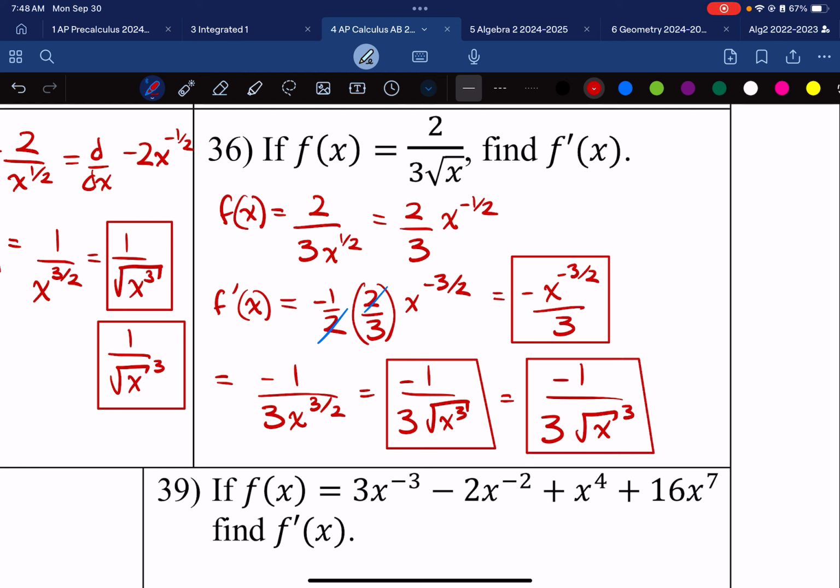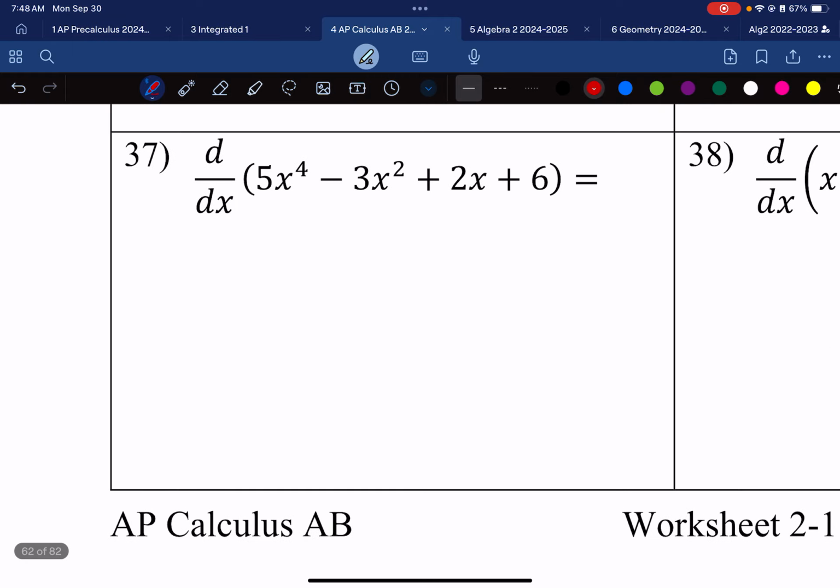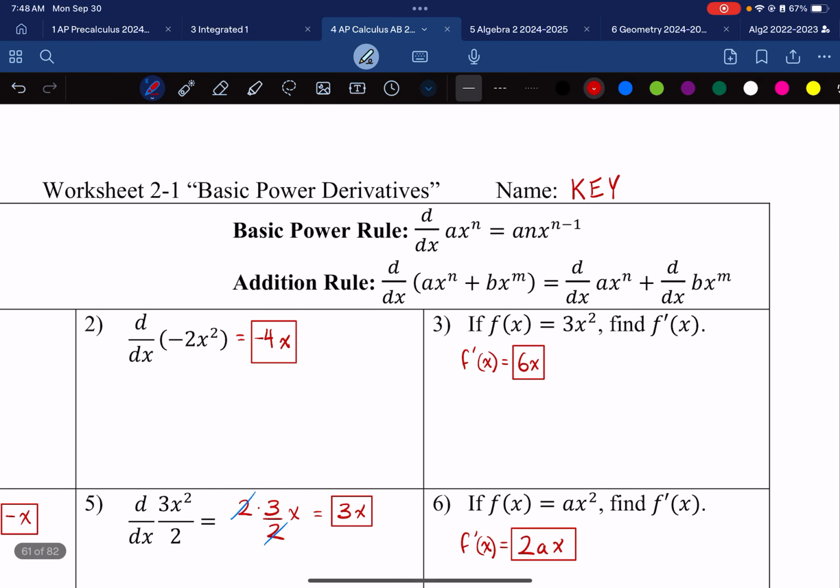Look how many answers are being boxed here. Crazy. All right, last 3 questions. We're almost there. Okay, so these rules we didn't quite talk about, but it is here. It's called the addition rule. Essentially, you have the derivative and you distribute it.